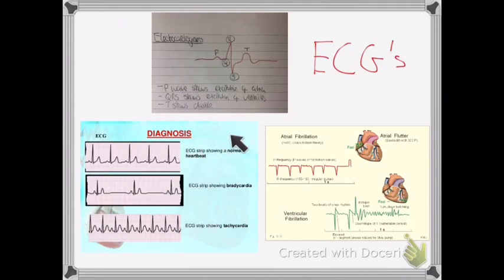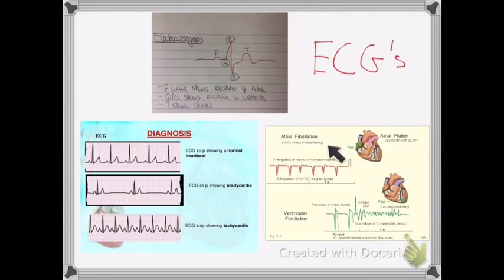So we've got a normal ECG, which would look like this. Regular intervals, it's consistent, with a large QRS complex. Consistency. This is bradycardia, a slow heart rate. And then we've finally got tachycardia, which is a fast heart rate. So we've got lots of them produced.